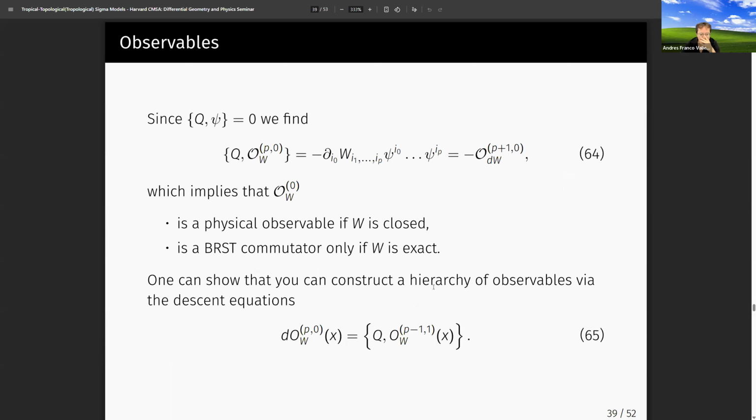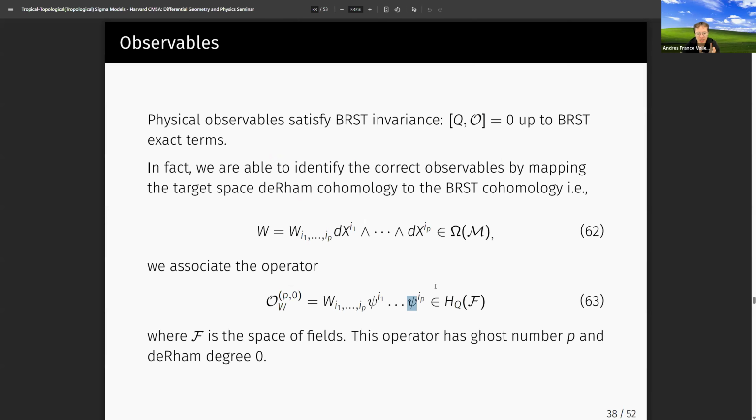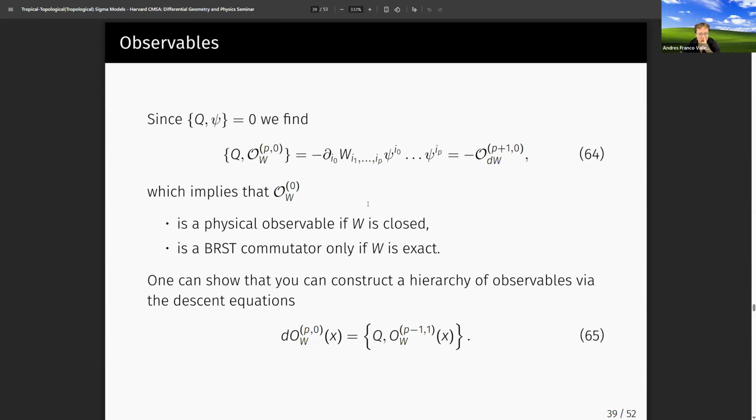Okay. And so there's a very standard procedure. You can ask the question: if we want an observable, we have to make sure that observable is BRST closed. So we want to compute Q on any particular observable representative. If you do that, what you end up finding through a short calculation is that you get a new observable that has ghost degree P plus 1, but its coefficients are going to come from the exterior derivative of W.